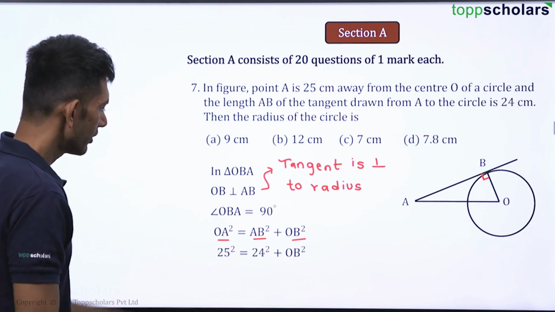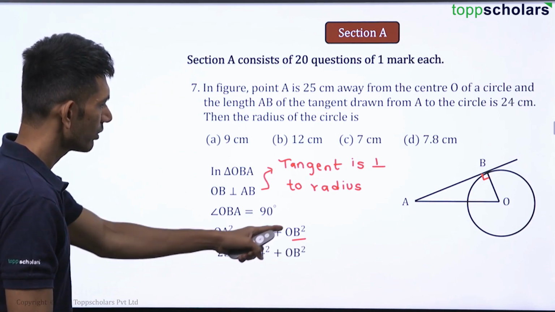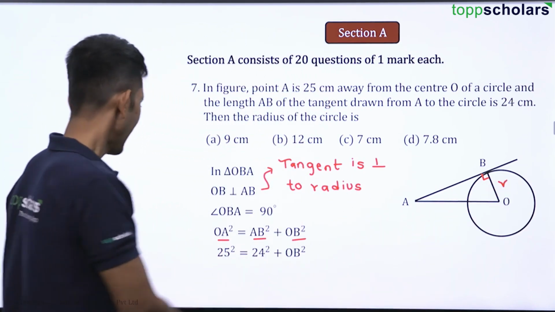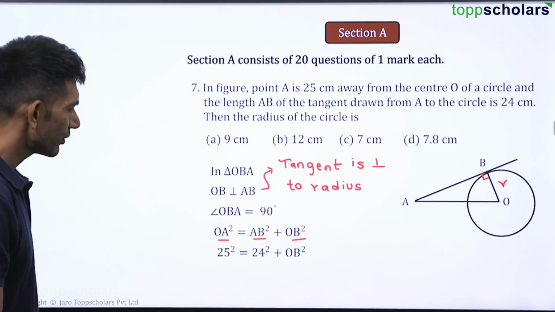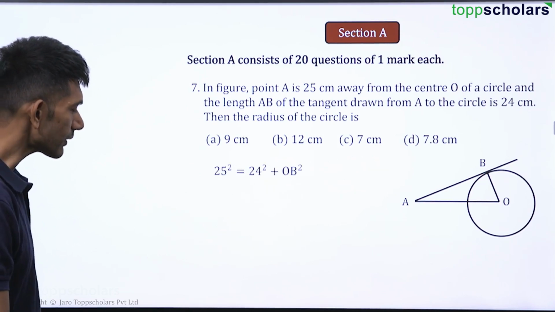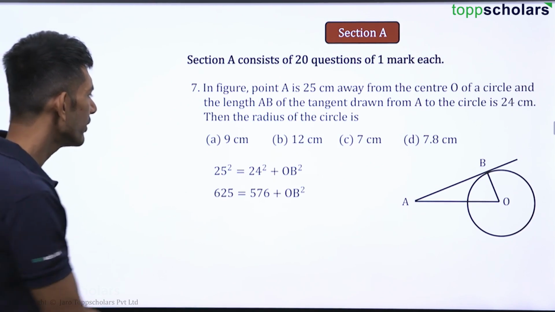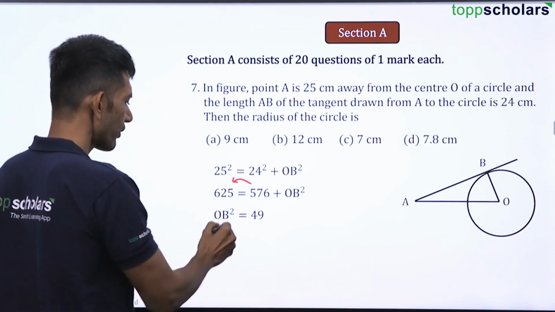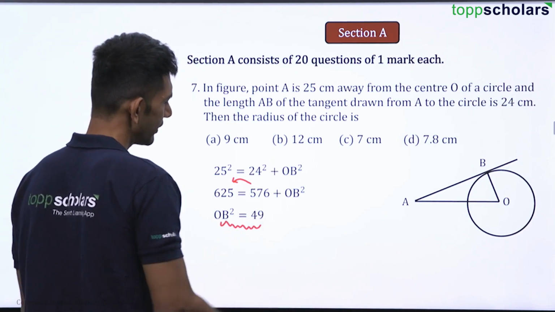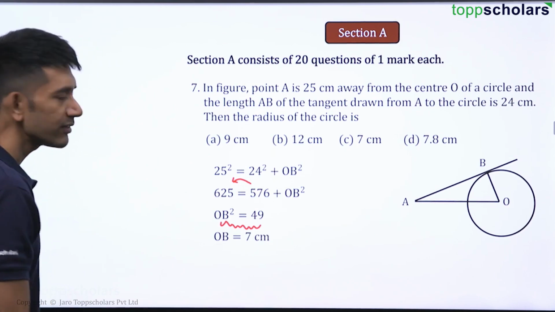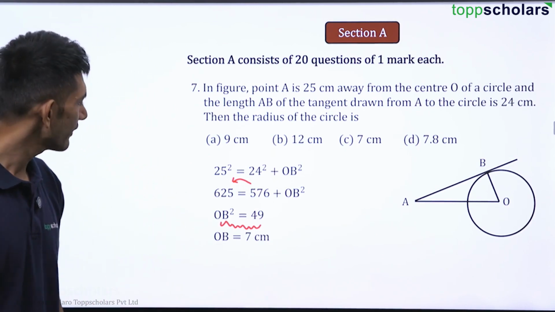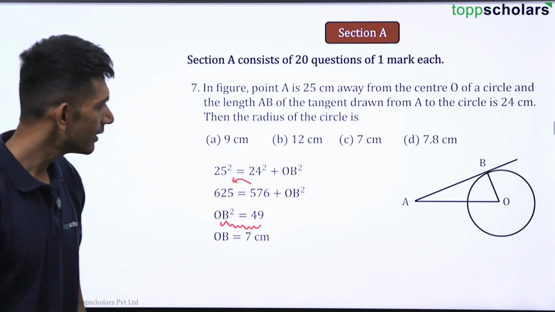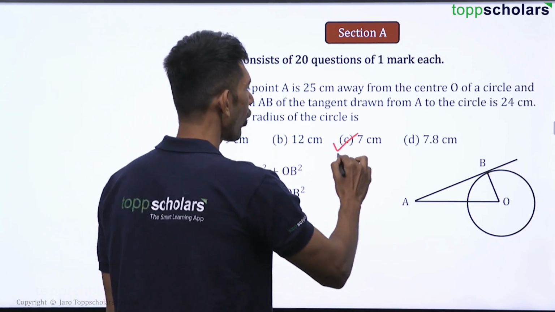Put the values. So OA is 25, AB is 24. OB is nothing but the radius. You can also put R here if you want. And then that gives you 625 is equal to 576 plus OB square. And then OB square is equal to 625 minus 576. And OB square will be 49. And then OB will be under root 49, which is 7 centimeter. Easy. So 7 centimeter is the final answer. That means the concluding statement would be the radius of the circle is 7 centimeter. Option C is the correct option.